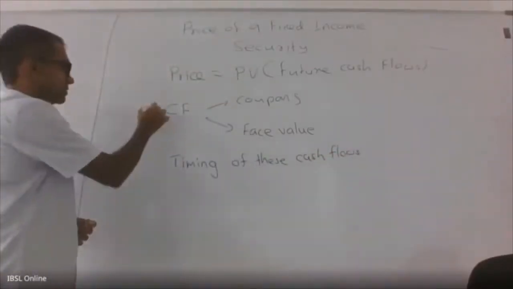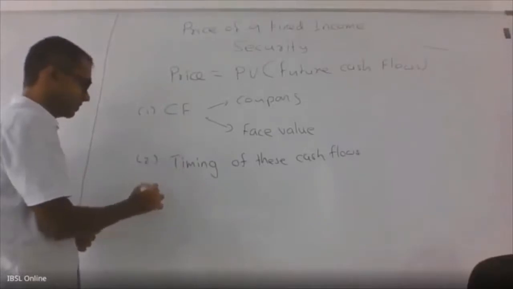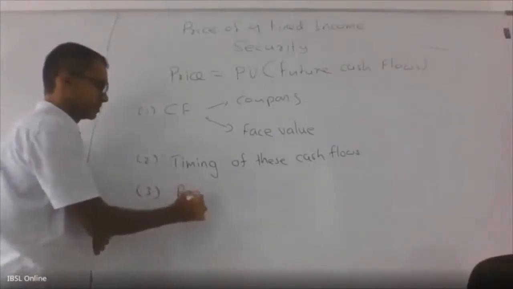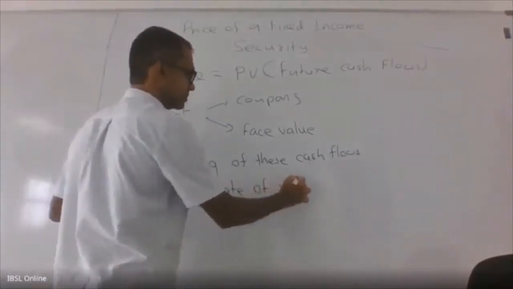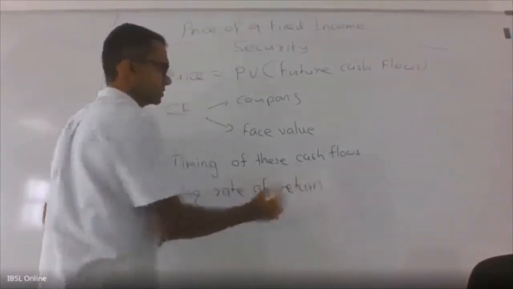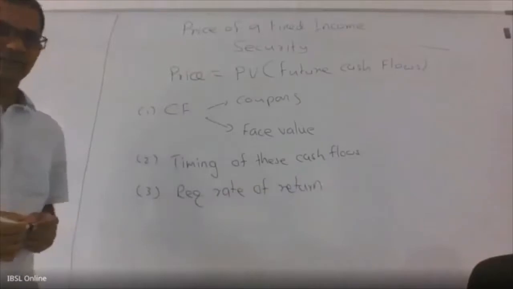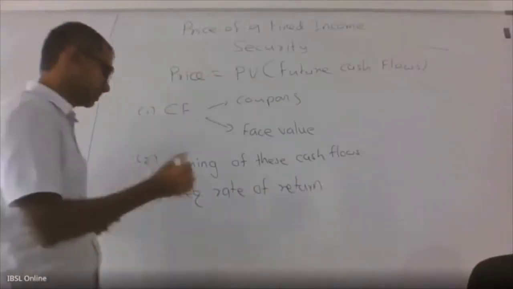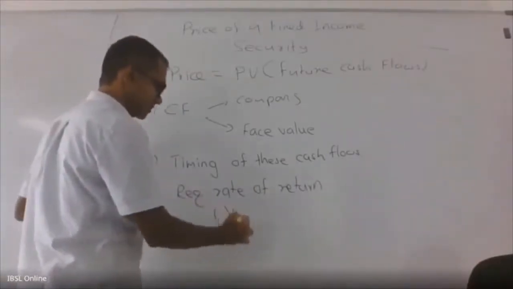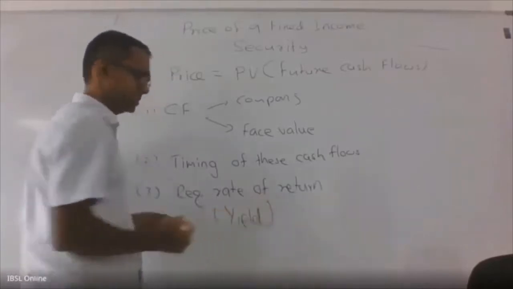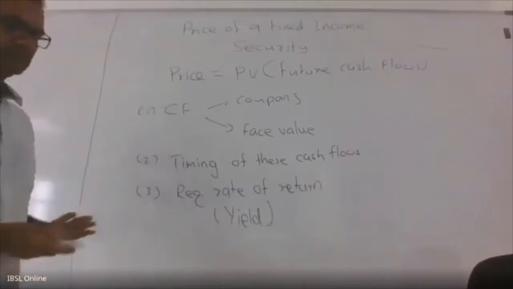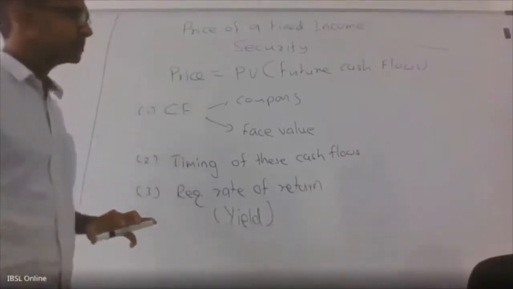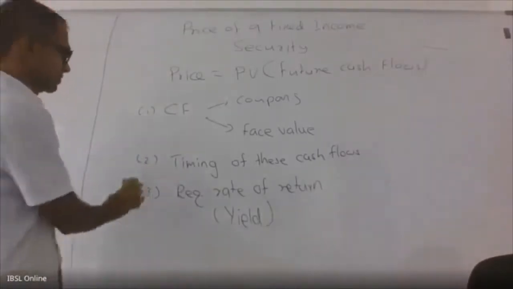These are the inputs that we need. The third one is the required rate of return. What is the return that we require on this bond? Later we call it the yield or yield to maturity. So we should know these things when we calculate the price of a bond.